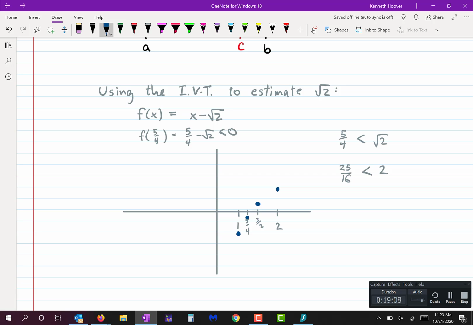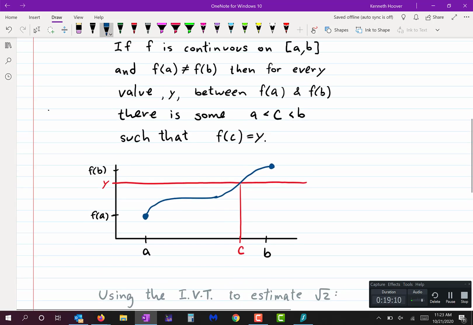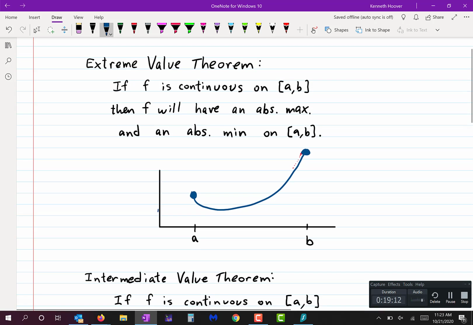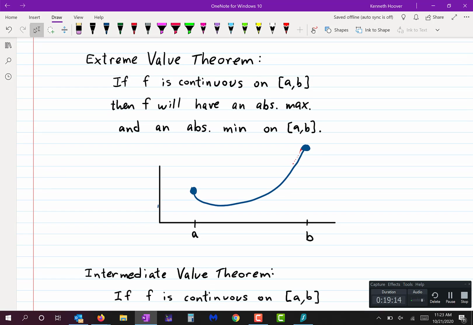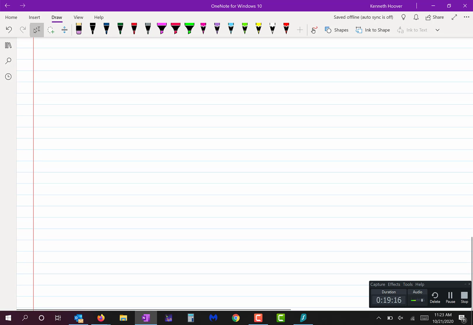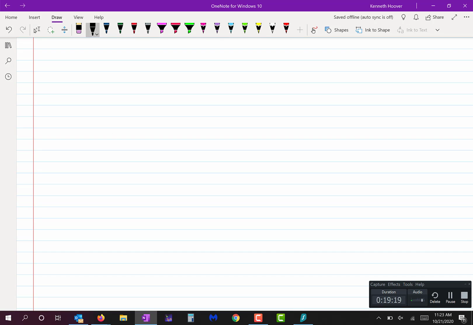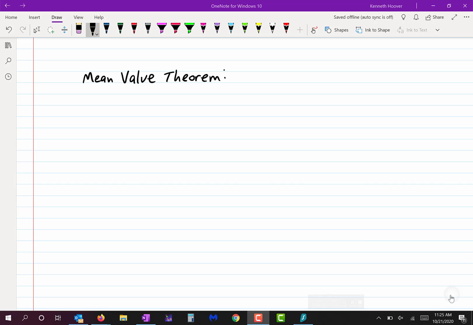All right. What's the third one? So we have the extreme value theorem, the intermediate value theorem. The third one that I grouped together is called the mean value theorem. Okay, the mean value theorem says this.